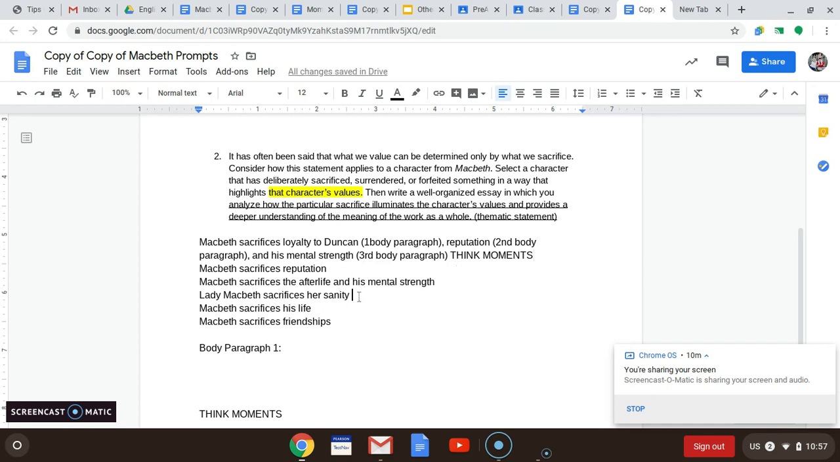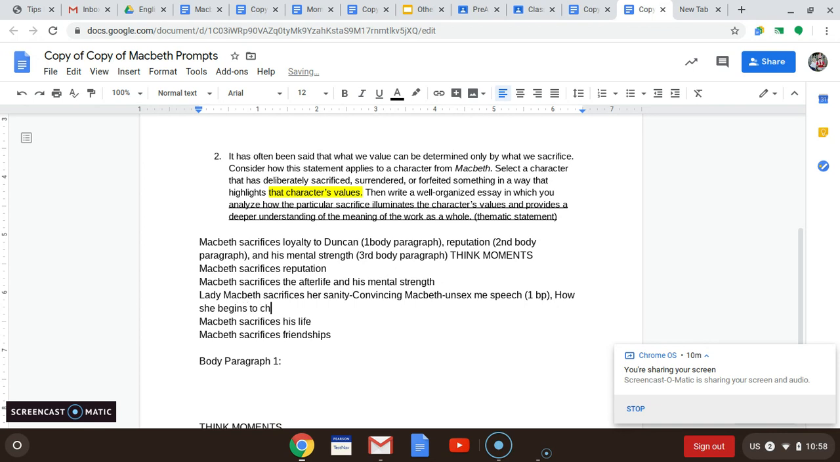For Lady Macbeth, my first body paragraph would be her convincing Macbeth, like the unsex me speech, to show what she values. Second body paragraph would be how she's no longer involved in the plans and how she changes throughout the play. So second body paragraph, how she begins to change, no longer involved in Macbeth's plans. That would be the second body paragraph.